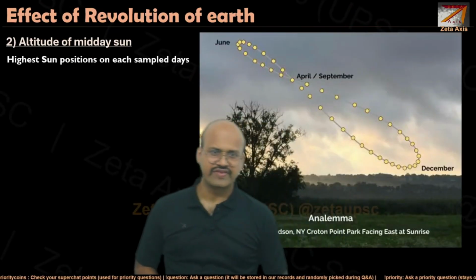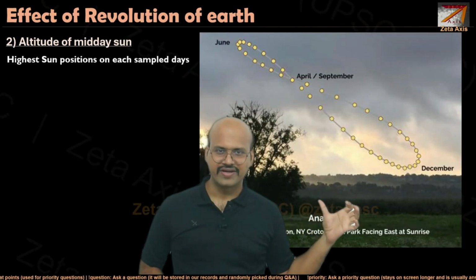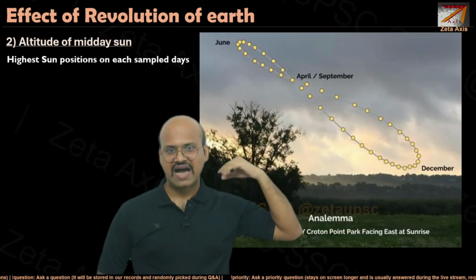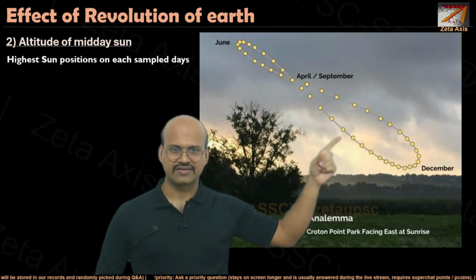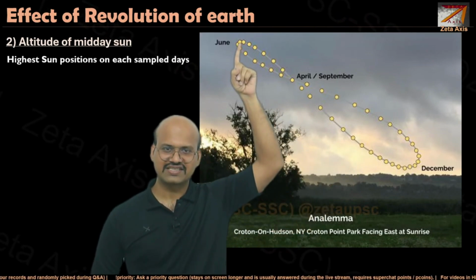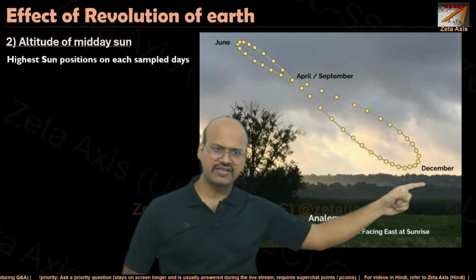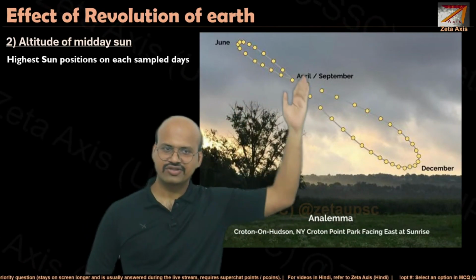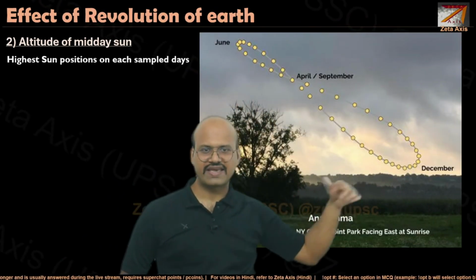Now here we have taken a photograph. This is from a park in New York, and what they have done is take some sample days and plot the highest point of the sun on that day, and you can see the path it makes. In June it reaches the highest height over here, in April and September it is over here, and in December it is at the lowest. So you can see this is the actual path of the sun in our sky. It is like an infinity or 8-shaped.